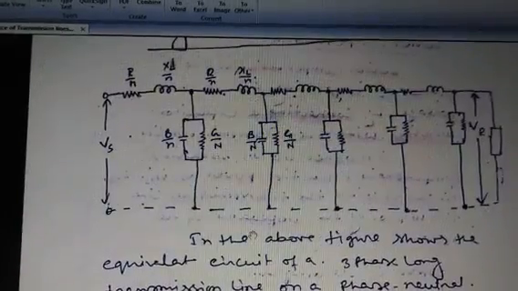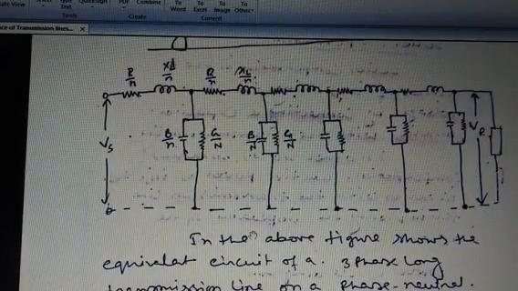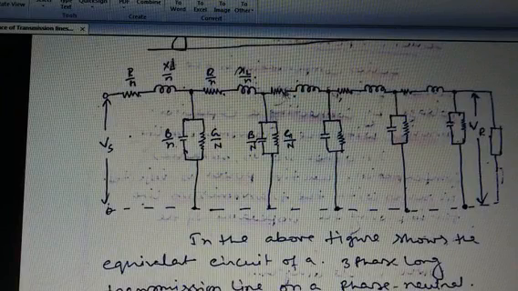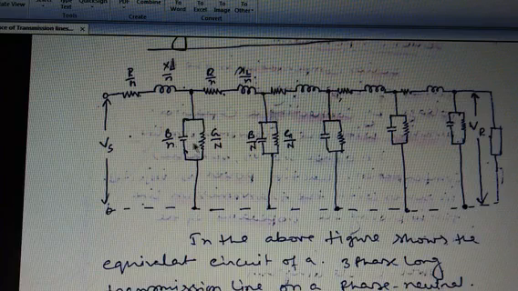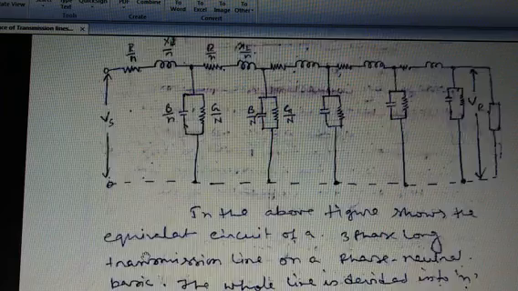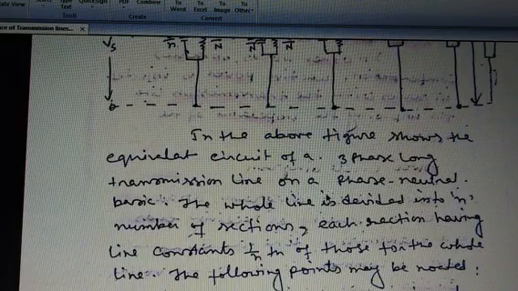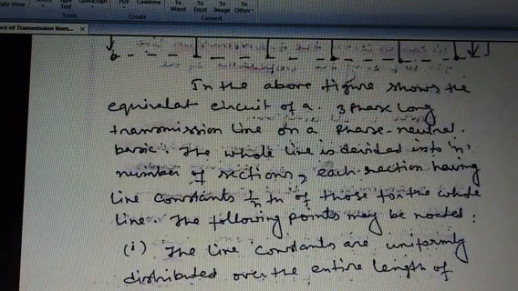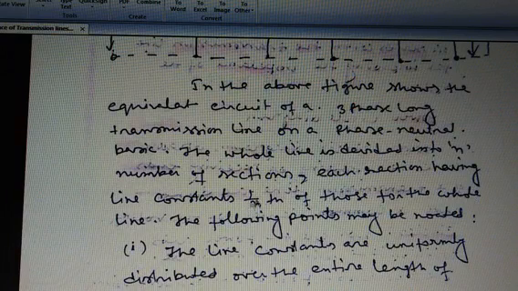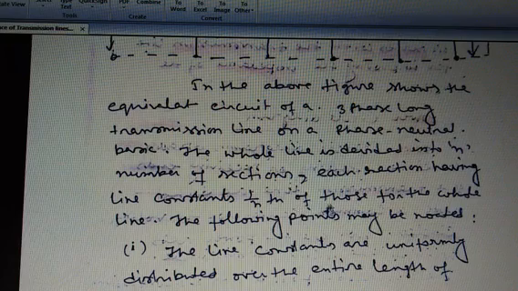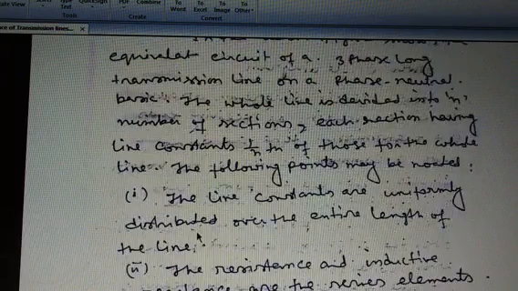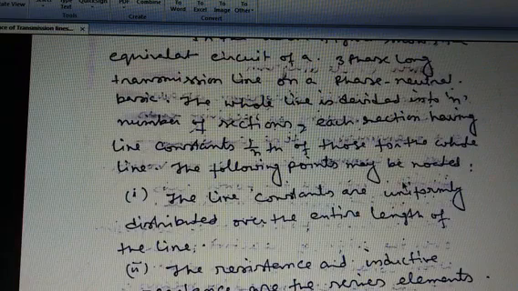Now the long transmission line. This is the equivalent circuit of the long transmission line, where the resistance and the reactance are connected in series, and the resistance and capacitance are connected in parallel. The above figure shows the equivalent circuit of a 3-phase long transmission line on a phase-neutral basis. The whole line is divided into n number of sections, each section having line capacitance 1/nth of that for the whole line. The following points may be noted.